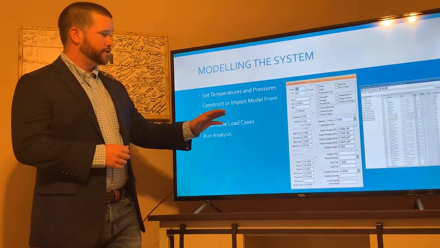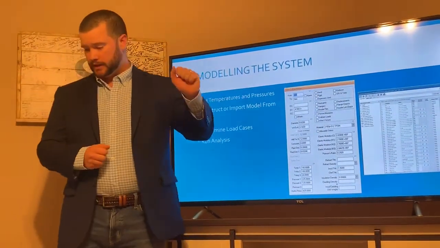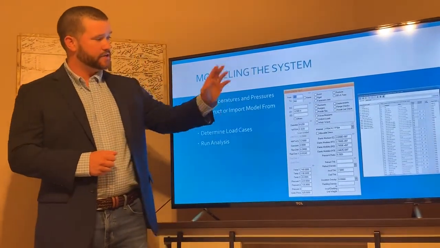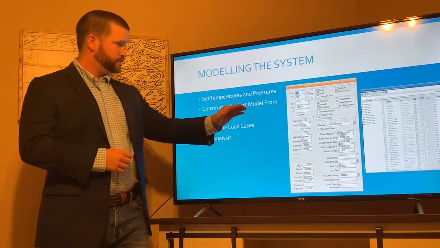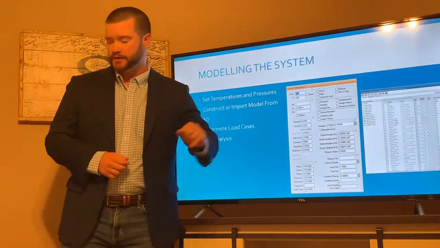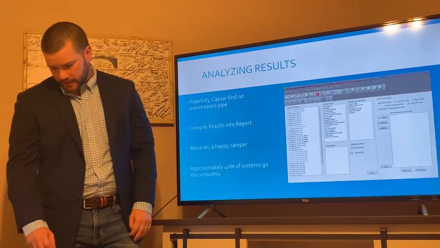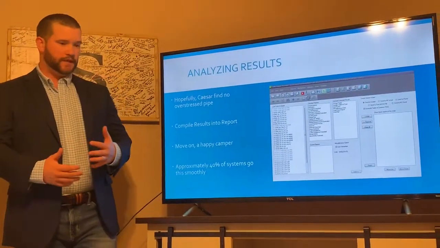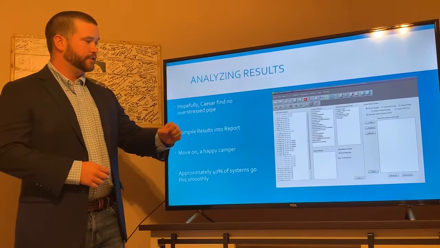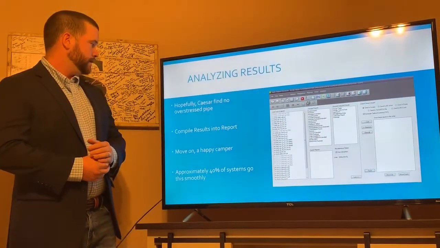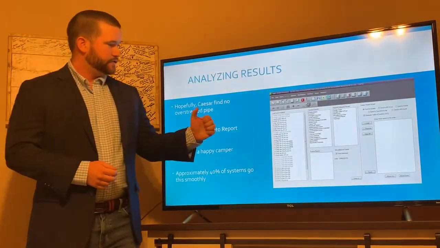So after you've got your model built, and you have your parameters set, and you tell it what load cases you want it to run, then all that's left to do is just run. You tell Caesar, okay, run your analysis, and it starts to iterate. And after only a minute or so, it'll kick you out to the output screen, the results screen. So this screen shows you your results.